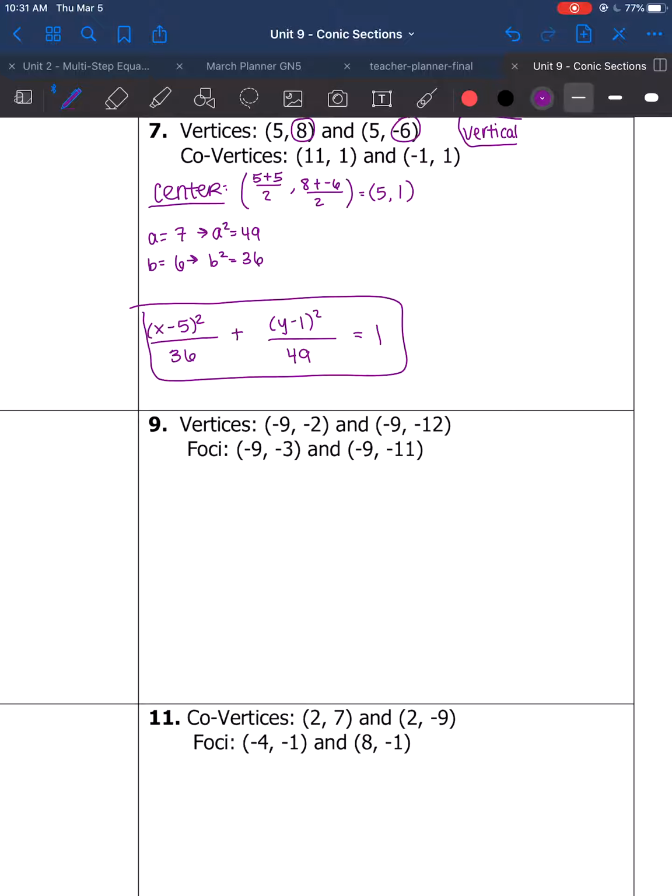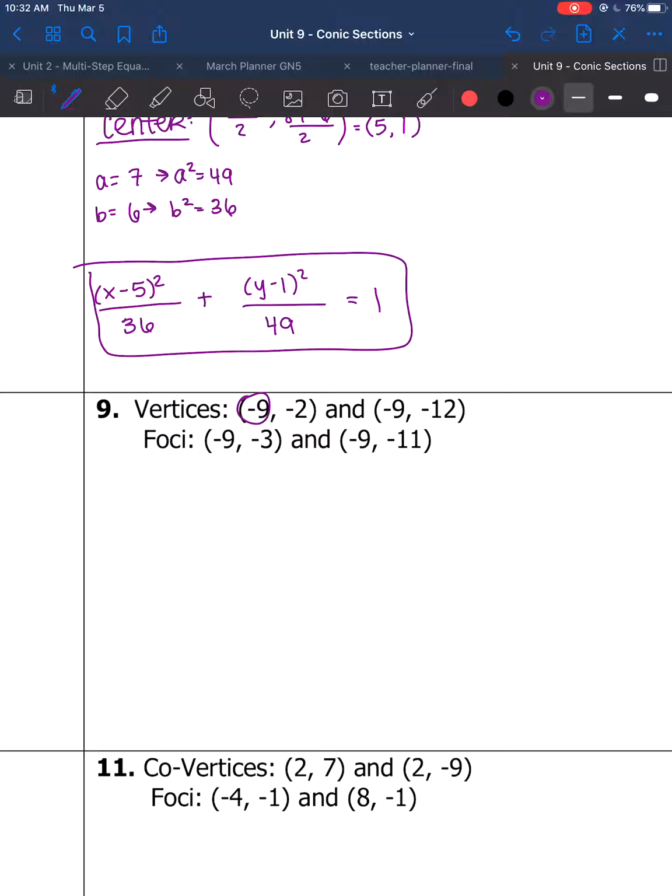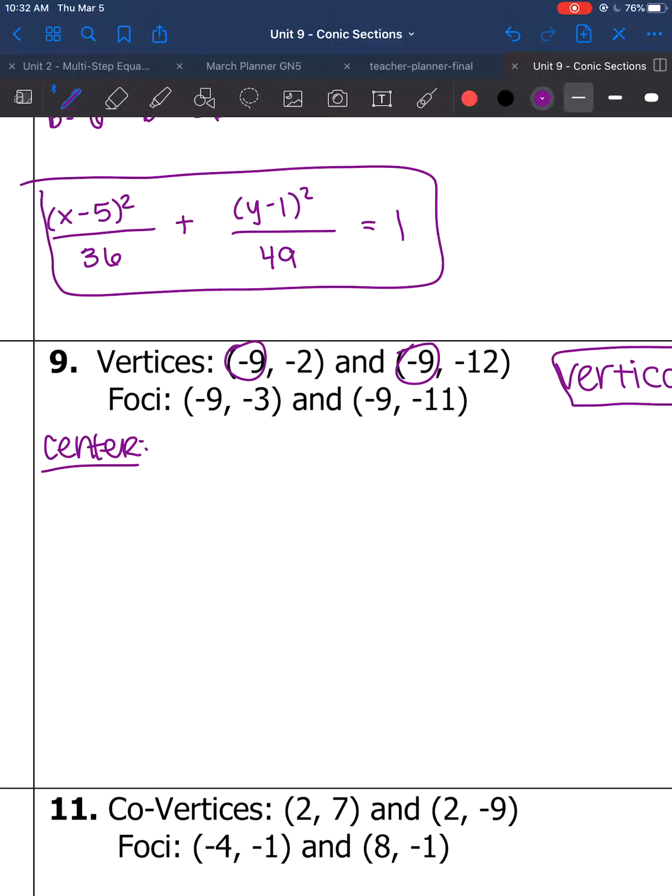This one's a little bit more fun because we are given vertices and foci. All right, but before we do that, let's find the center. Well, before we even do that, let's figure out if it's vertical or horizontal. Let's look at our vertices. The -9 and the -9 stay the same, so the x's stay the same, so that means it's vertical. So then we need to find our center.